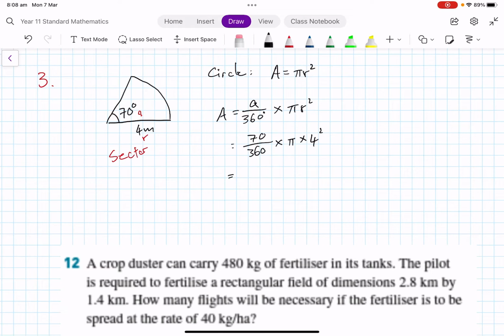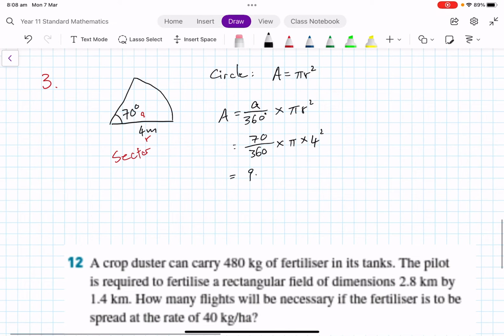Now, if we do that, we'll write it to a reasonable number of decimal places. Here we go, pi times 4 squared, which is 16. I get 9.77384... Again, to write the answer to a few decimal places, I'm just going to do one decimal place. 9.8 square meters, 1 dp.